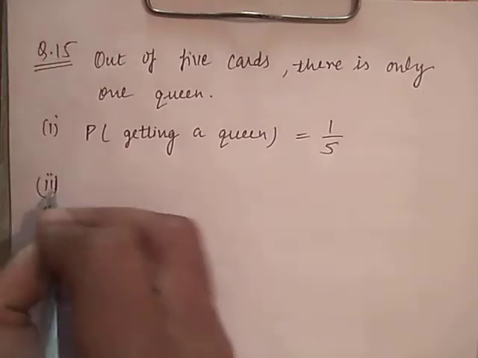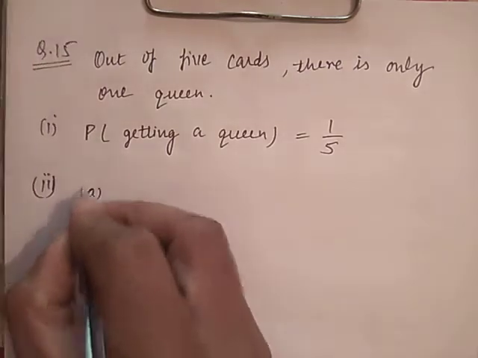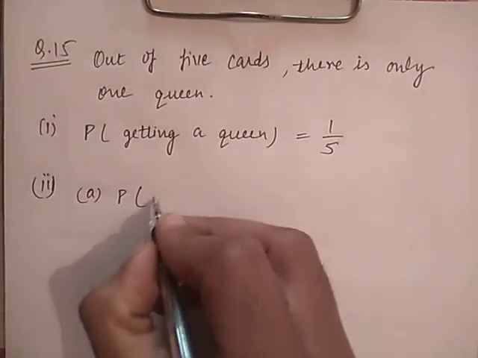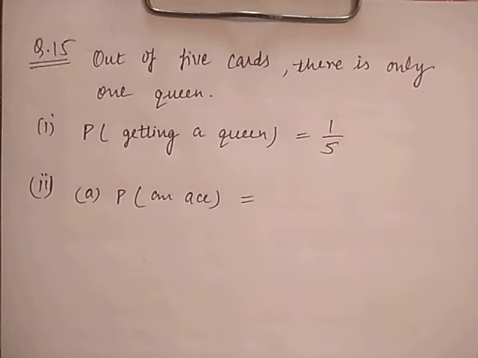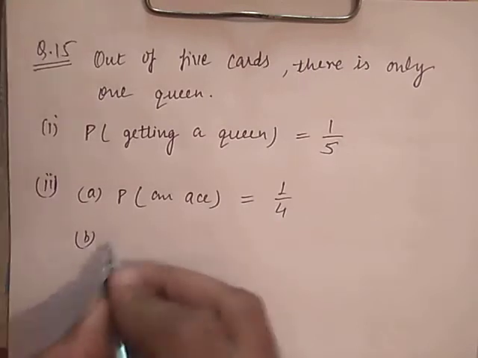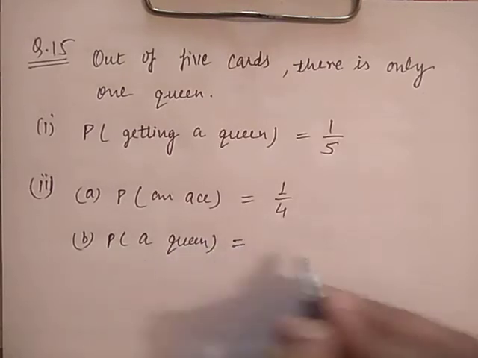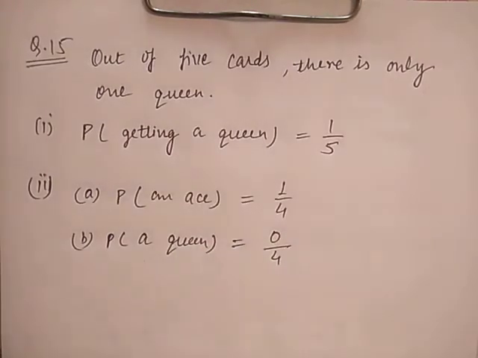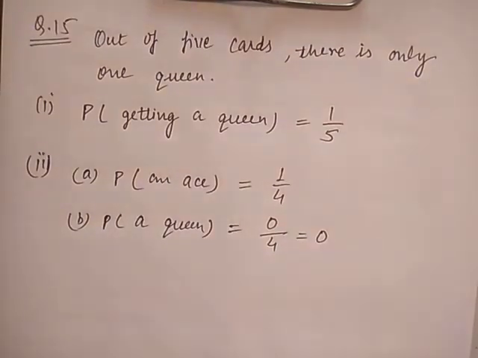What is the second case here? Probability of an ace. Because according to the question, if the queen is drawn and put aside, the queen has come out and we have kept it aside, the total number of cards left is 4. So an ace can come from them, so it will be 1/4. And the probability of a queen here, the queen is not there, we had already kept it aside, so 0/4, that is equal to 0. So it was question number 15.